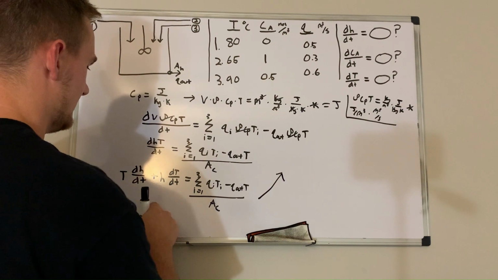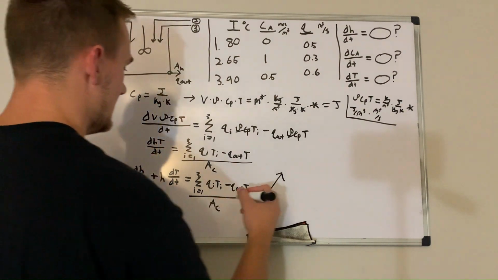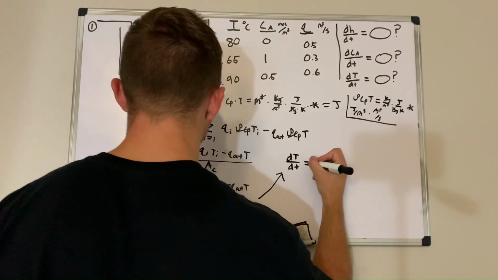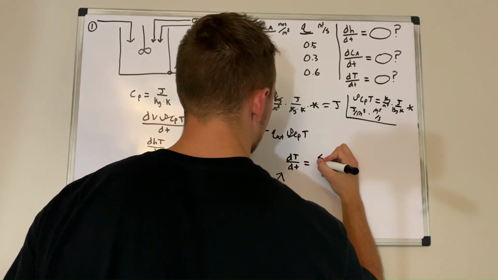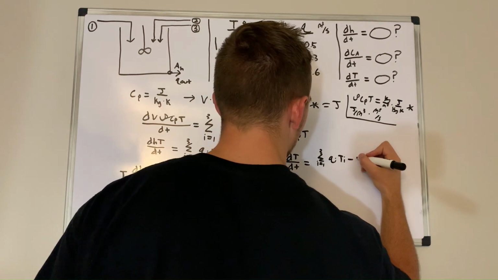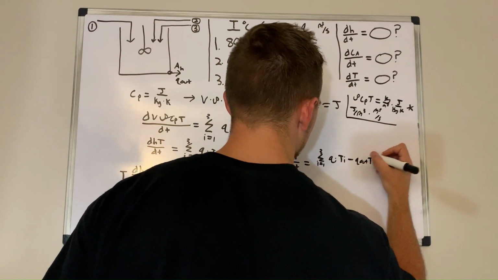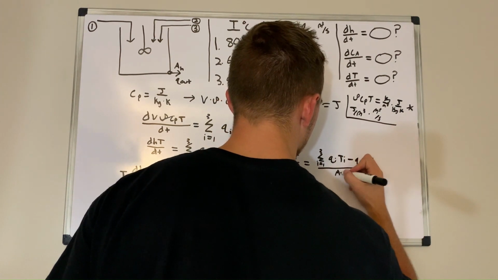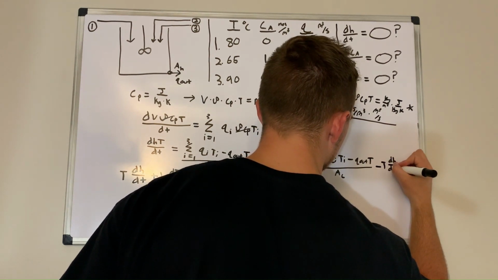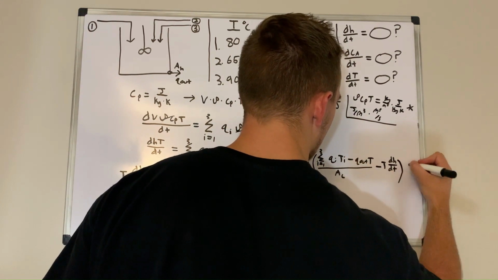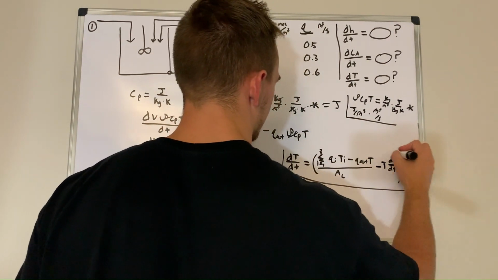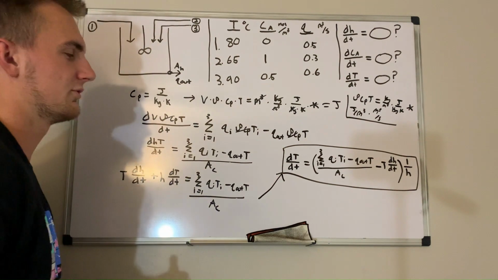So we'll subtract across T dH/dt, and then divide everything by H. So we'll have dT/dt, the change in temperature with respect to time, is equal to the summation i equals 1 to 3 of Qi Ti minus Q out T, divided by AC, minus T dH/dt, everything multiplied by 1 over H. And this is our expression for the change in temperature with respect to time.